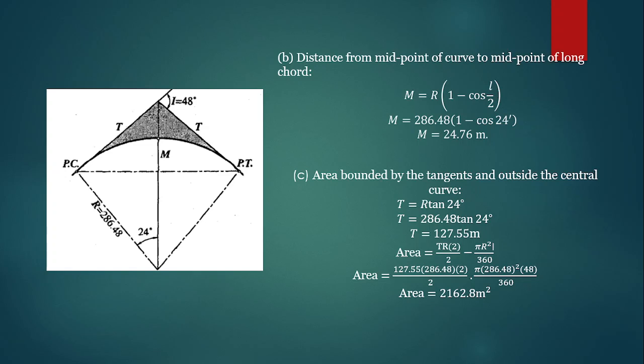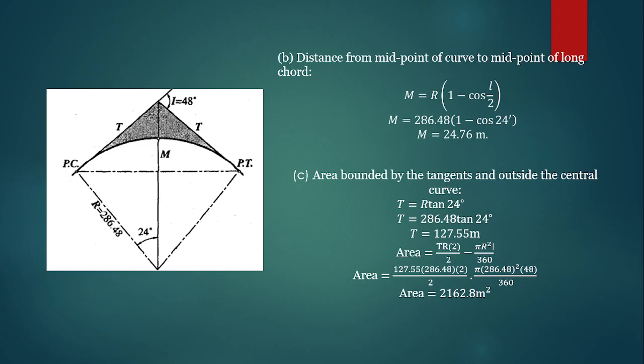For letter C, area bounded by the tangents and outside the central curve. So, ginamit ko po yung formula na T is equals to R multiplied by the tangent of 24 degrees. So, T is equals to R na 286.48 multiplied by tangent 24 degrees. So, T is equals to 127.55 meters. So, hindi naman po T yung hinahanap. And in this problem, area po yung hinahanap.